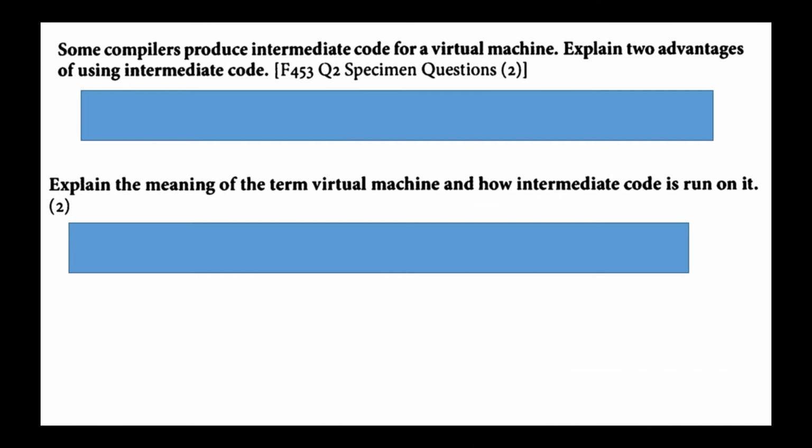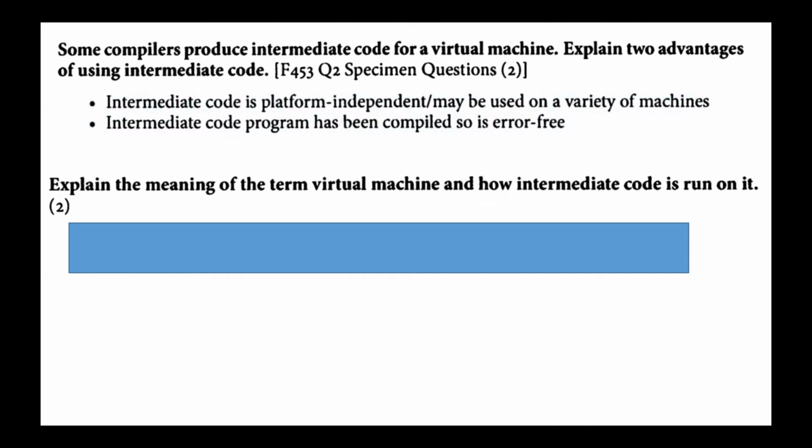Well, two advantages of using intermediate code are that intermediate code is platform independent, and may be used on a variety of machines. An intermediate code program has to be compiled, so it is error-free. Then explain the meaning of the term virtual machine and how intermediate code is run on it. This is 2 marks, so here we go.